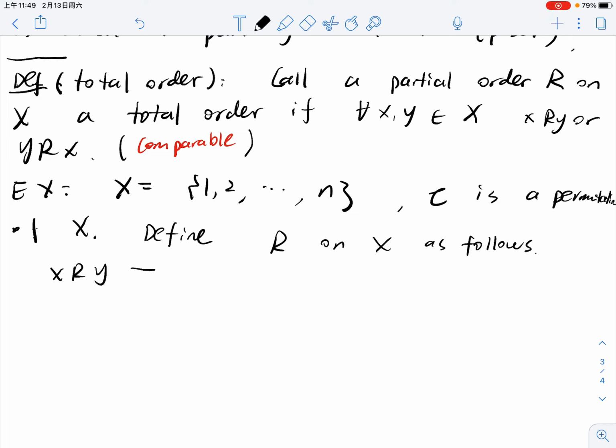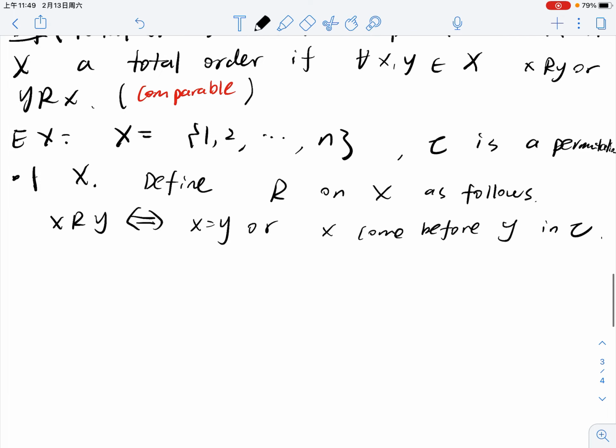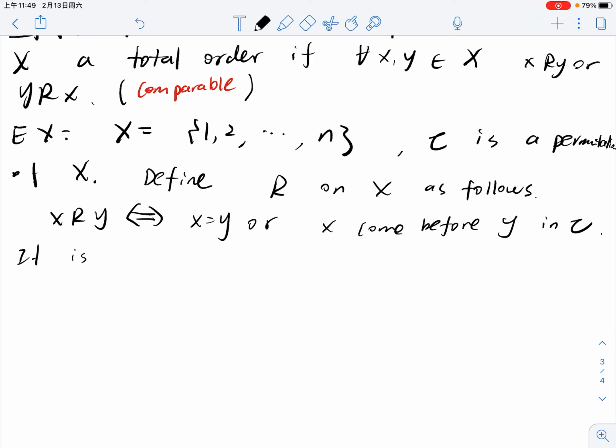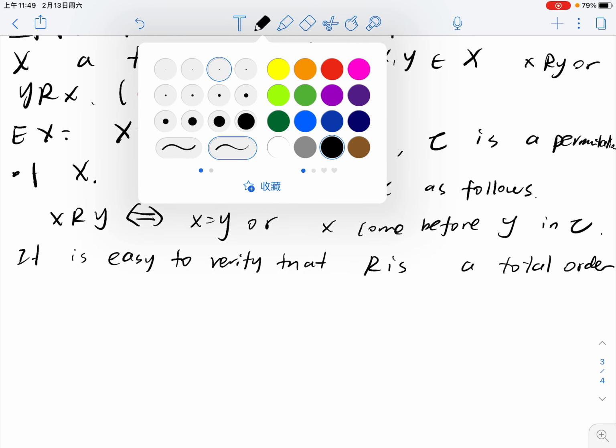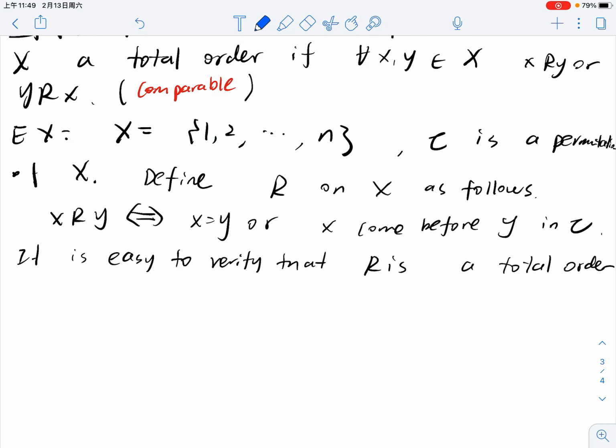X R Y if and only if either X equals Y or X comes before Y in the permutation tau. And then it is easy to verify that R is a total order. So let's do it once. Why is this true? First, reflexive: we always have X R X because X equals X.